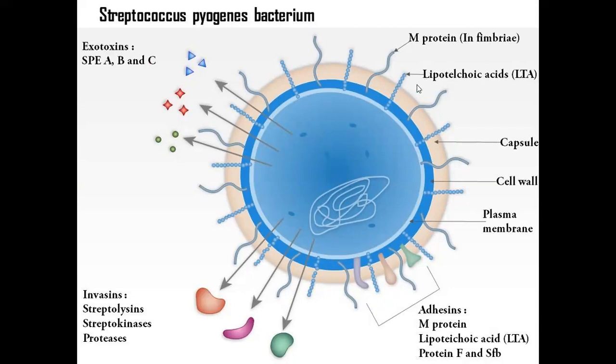Lipoteichoic acid for adherence. Capsule to protect from phagocytosis. And protein F also for adherence, and toxins, exotoxins, which also destroy the membrane. And invasins: streptolysin, streptokinase, protease, enzymes for invasion.